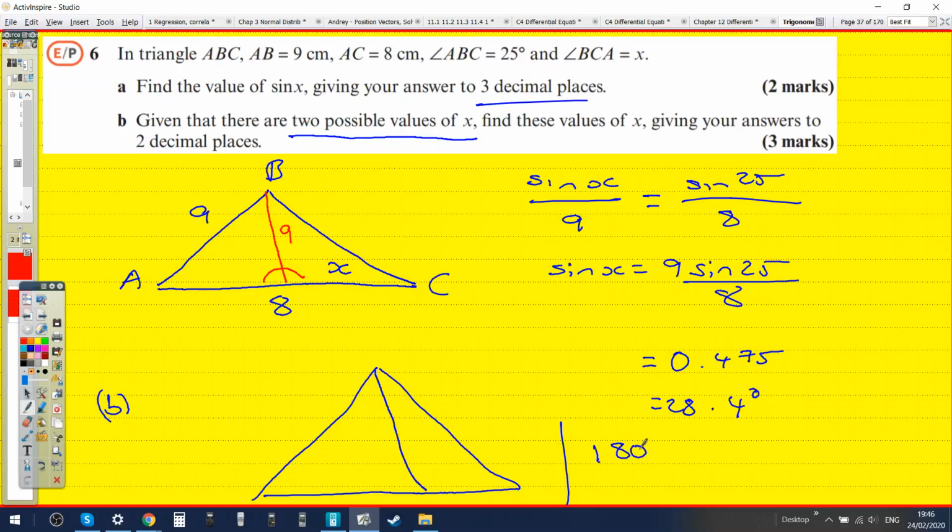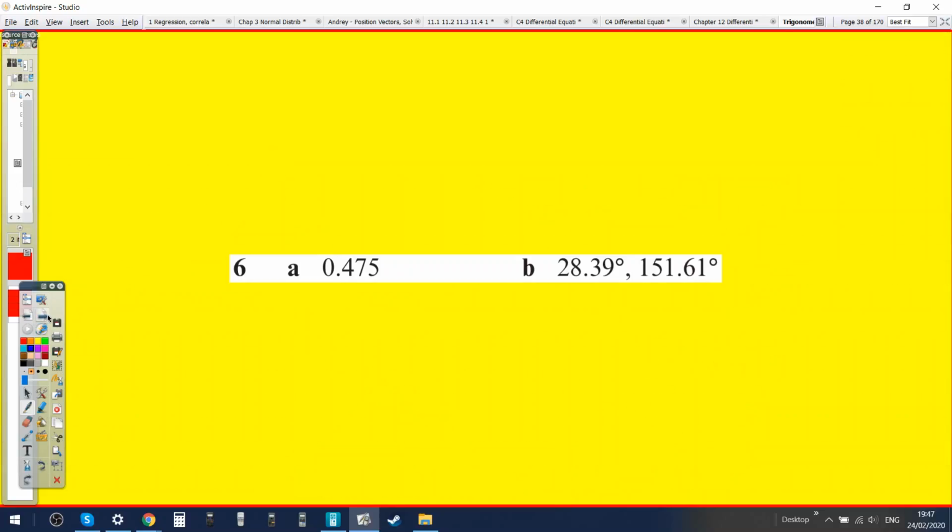You do 180 minus the first one. So 180 minus 28.4, which is 126.64 degrees. And so angles on a straight line add up to 180. And also when you have your sine graph, it repeats every 360. It's symmetrical about 90. And so 180 minus first answer is how you solve those.